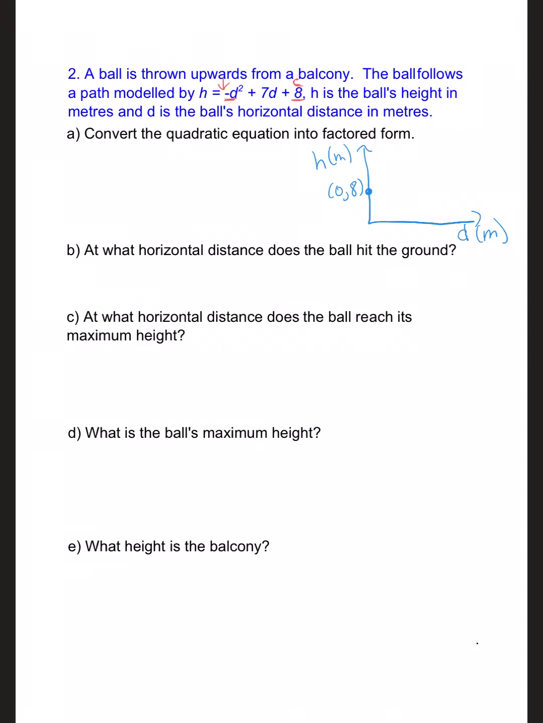So part A says let's convert the quadratic equation into factored form. So the first thing we're going to do, we don't want that negative on my d squared, so we're going to common factor out a -1, just so that we can have a positive d squared here. I'm going to take out a -1, so we'll be left with d squared - 7d - 8. Now I have a simple trinomial I can factor.